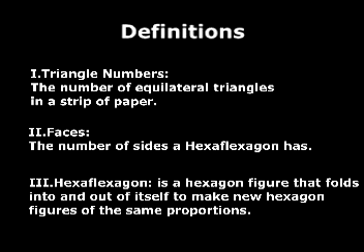A hexaflexagon is a hexagon figure that folds into and out of itself to make new hexagon figures of the same proportions. The end result is based on the number of equilateral triangles, the number of folds to produce a hexagon figure, the number of faces found via folding the original hexagon figure, and the specific folding capacity for which one cannot find more faces of a particular face.